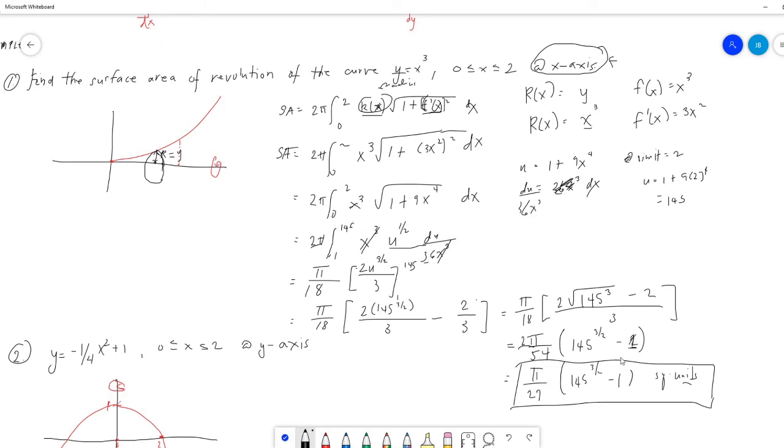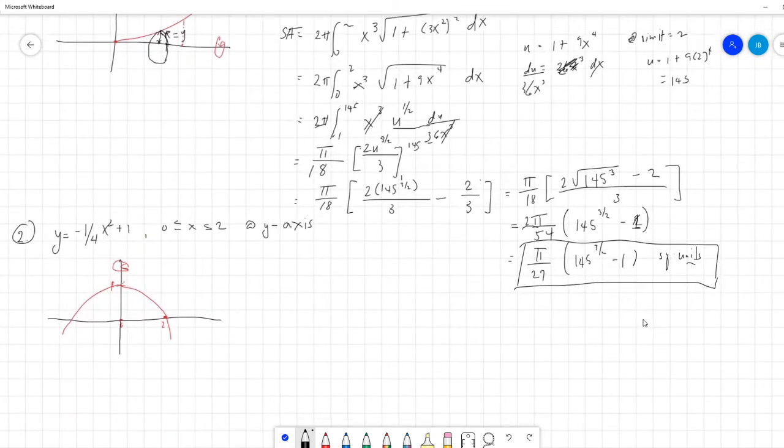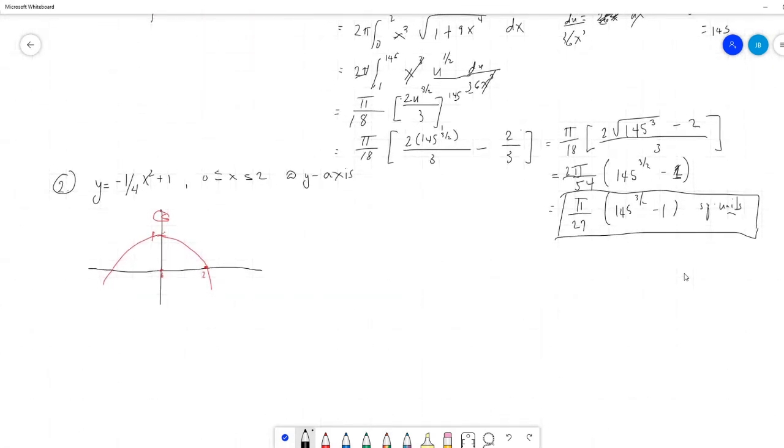Okay, ayan. Sorry na for being careless minsan. Let's check again. Sige daw. 2 goes down to si 2, so 2 pi. Alright, okay, that's it. Okay.